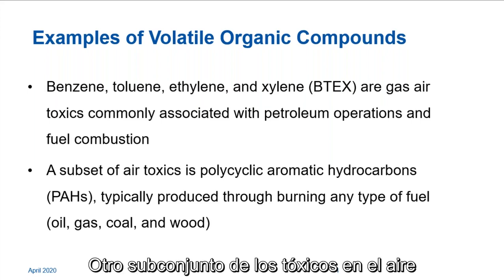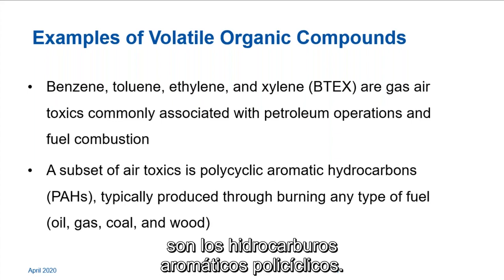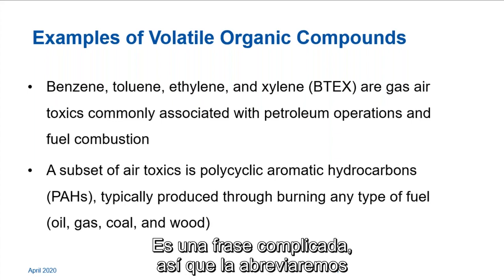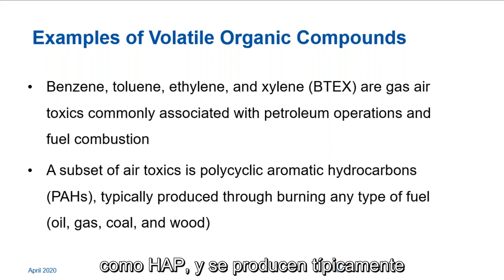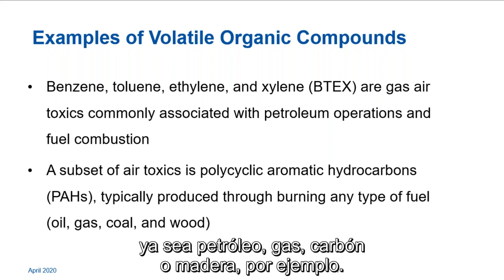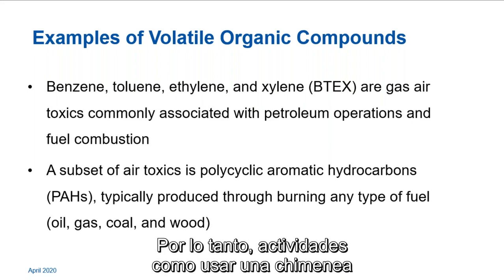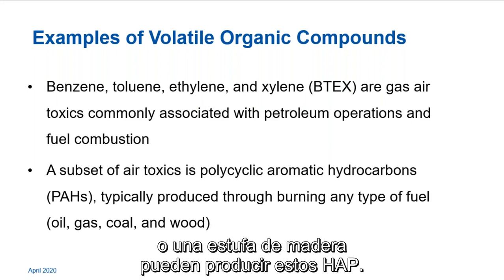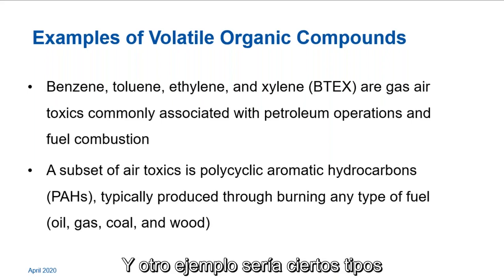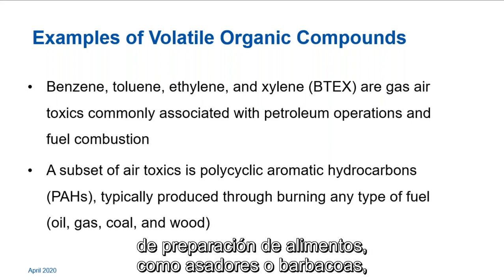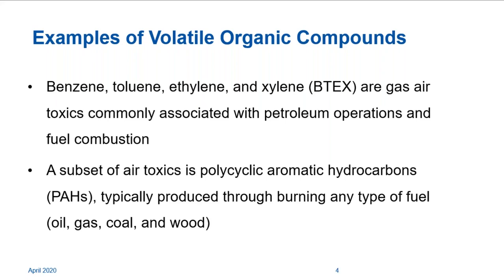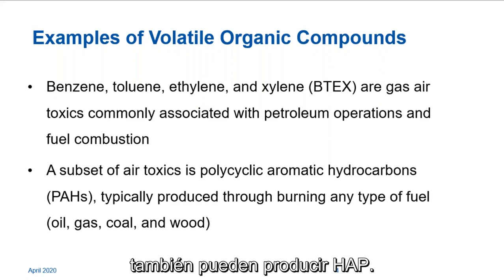Another subset of air toxics is polycyclic aromatic hydrocarbons. That's kind of a mouthful, so we'll abbreviate that as PAHs. These are typically produced through burning any type of fuels, whether it's oil, gas, coal, or wood, for example. So activities like using a fireplace or a wood stove can produce these PAHs. Another example would be certain types of food preparation, like charbroilers or barbecue, which can produce PAHs as well.